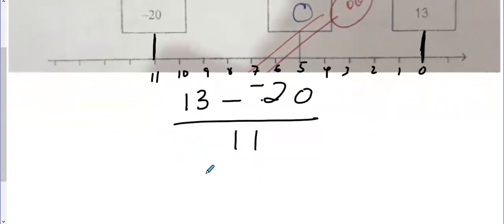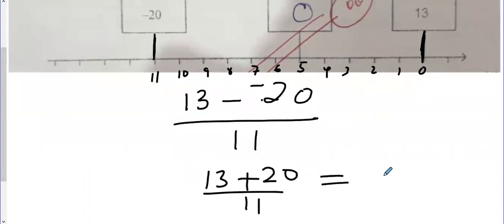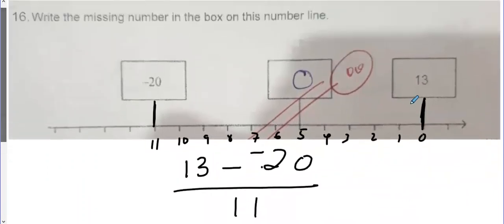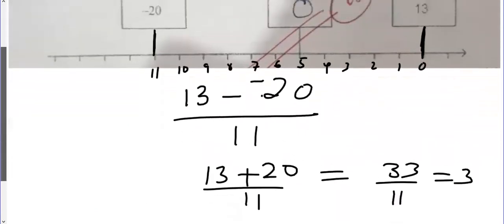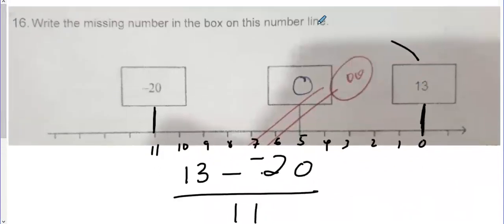Okay, so we have 13 plus 20 divided by 11, and this will be 33 divided by 11. This will be equal to 3. Meaning from 13 going down to -20, we'll be subtracting 3. So from 13 going all the way down to -20, we'll be subtracting 3.